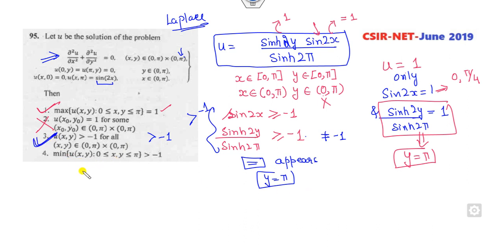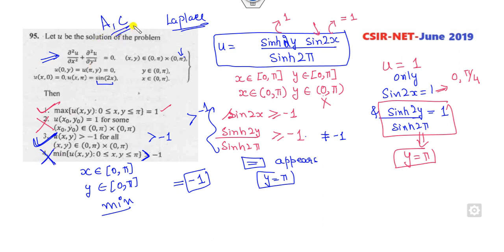Look at the last case. In this case, x belongs to the closed interval 0 comma pi, y also belongs to the closed interval 0 comma pi, and you have to find the minimum value. Again the same case. So in this case you will get minus 1, because end points appear, but in this case it is said that it is greater than, so that's a wrong answer. Answers are A and C are the correct options.